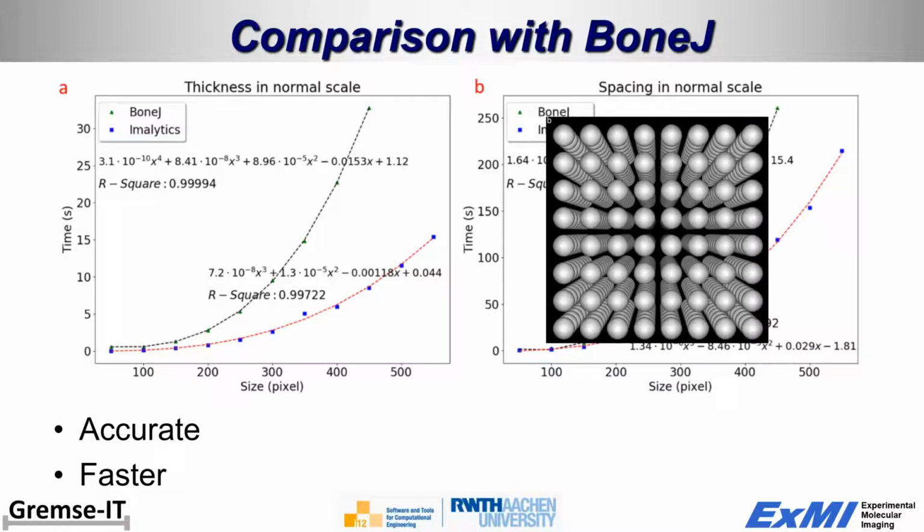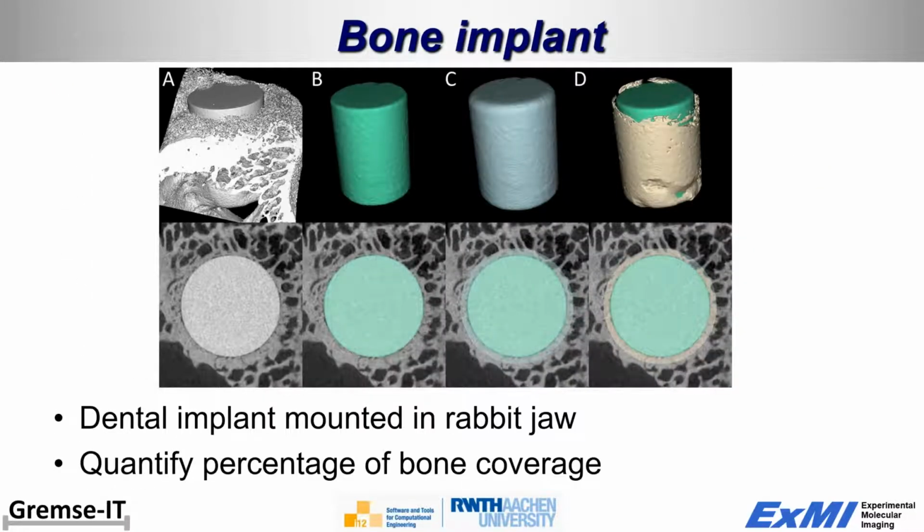And we tested that with some artificial example data set. Here, this is the example of the bone implant that I showed before, where we determined the ratio of the regrown bone after implanting this cylinder.